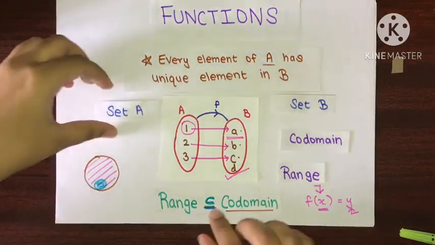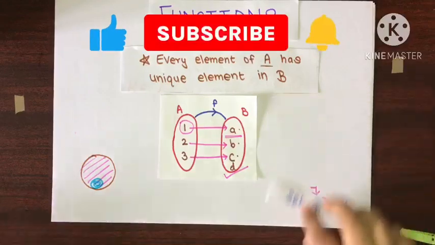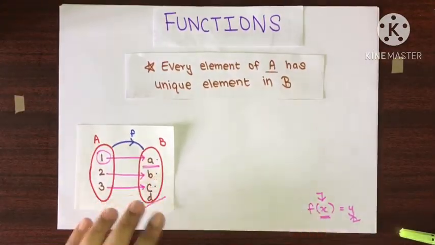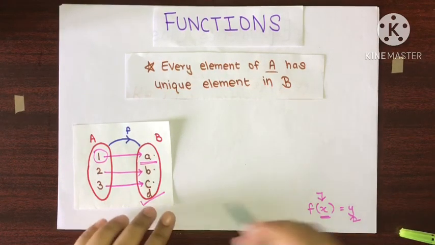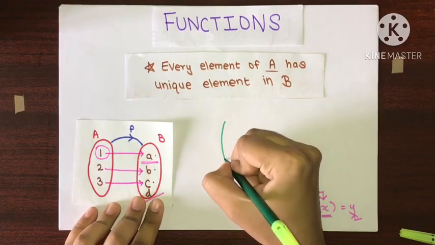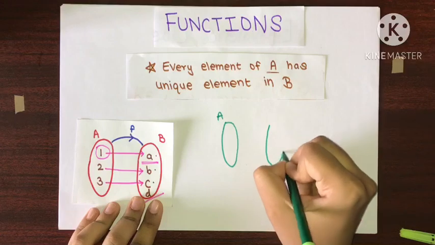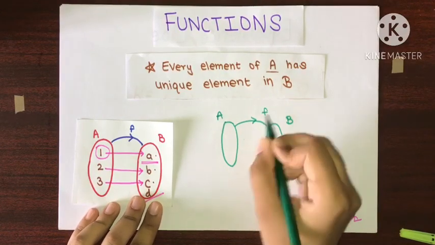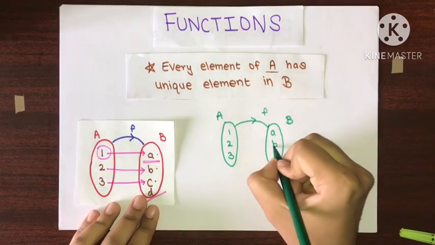Now that we have discussed all of this, I just want to show you a couple of examples related to functions so that you understand this even better, okay? So suppose I have A and B, and this is only for you to understand how I can call it a function and how I cannot call it a function. So again, I have A and B. Again, I have my function. Now let's say I have 1, 2, 3, and I have A, B, C, okay?